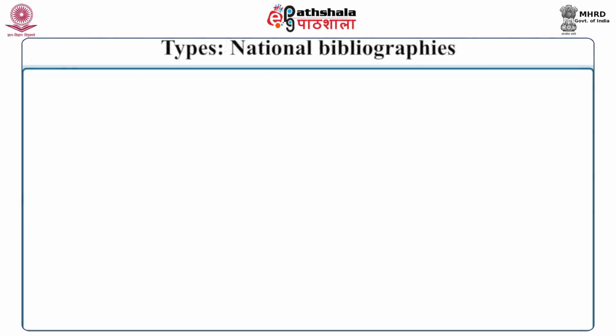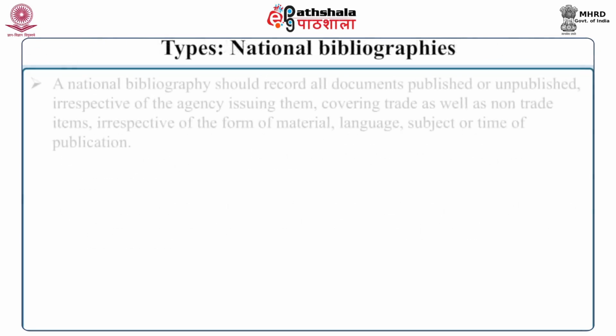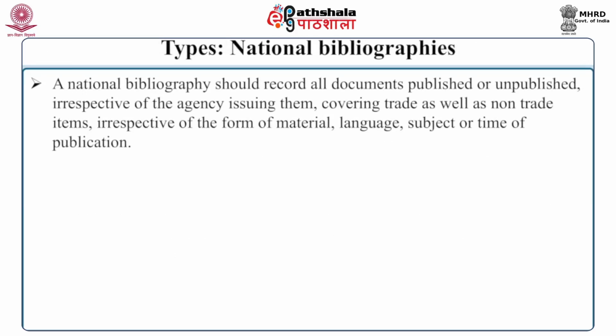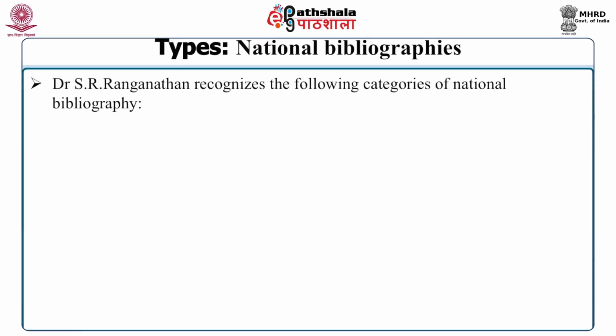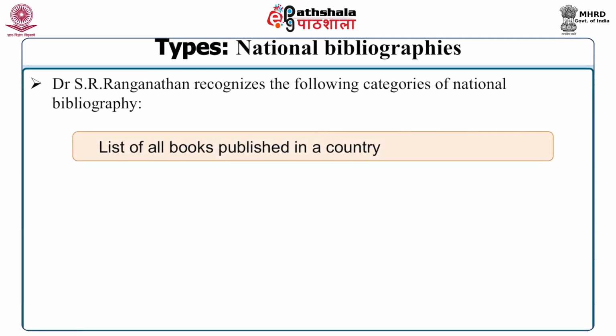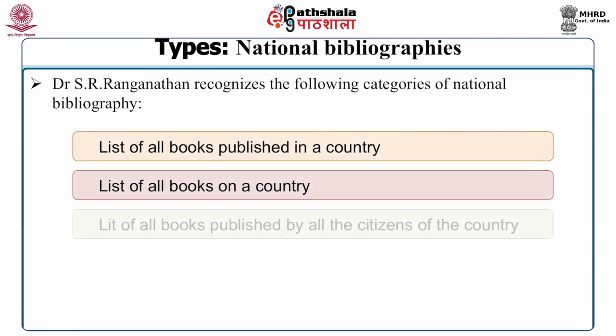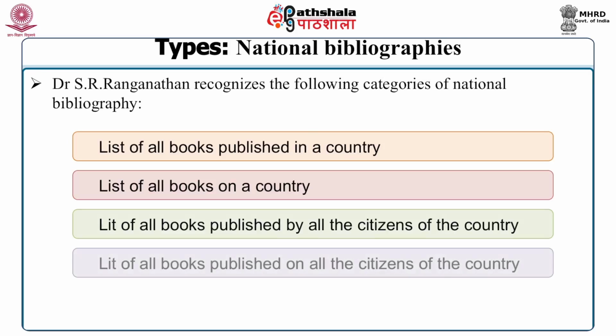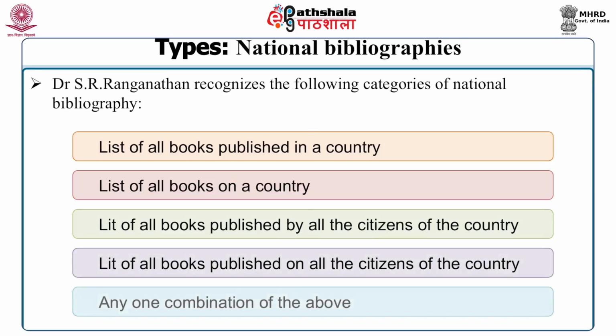The next important type of bibliography is national bibliography. As the name indicates, a national bibliography should include all publications on the country, by the country, in all subjects, in all languages, and all forms of material. Ranganathan recognizes the following categories of national bibliography: list of all books published in a country, on a country, by all citizens of the country, on all the citizens of the country, and a combination of all the above. We can further discuss national bibliography in the next slide.